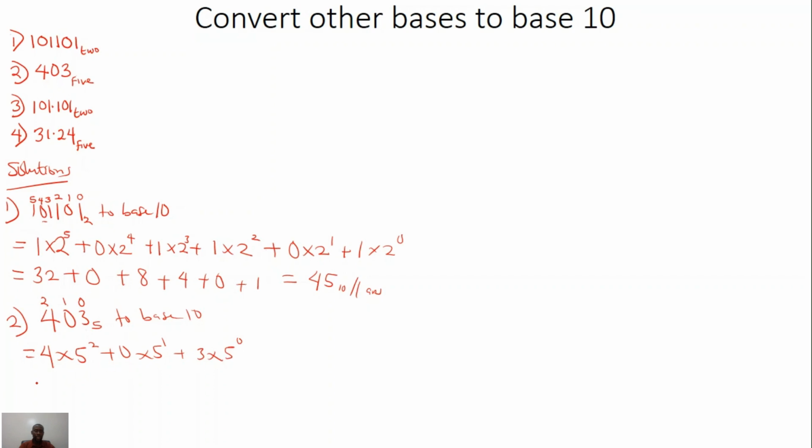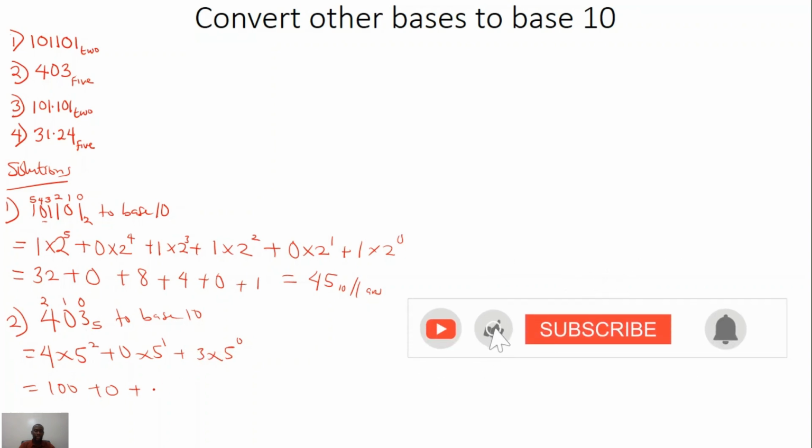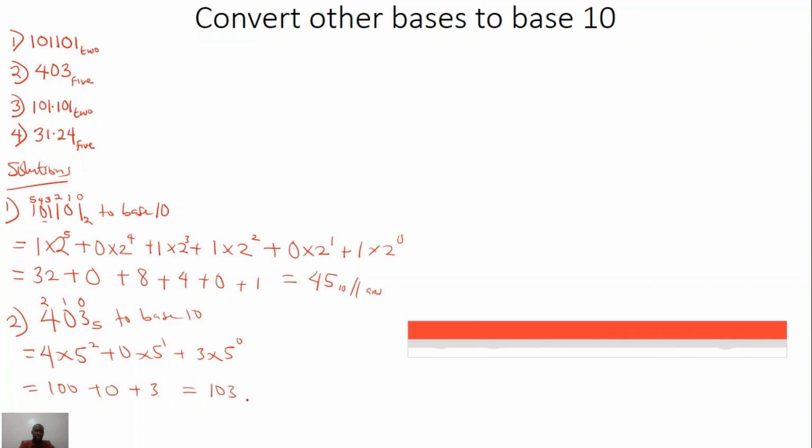If we evaluate this, this will be equals to 5 squared is 25 times 4, that is 100, plus this is 0, 5 raised to power 1 times 0 is 0, plus 5 raised to power 0 is 1, times 3, that is 3. This is equals to 103 base 10.